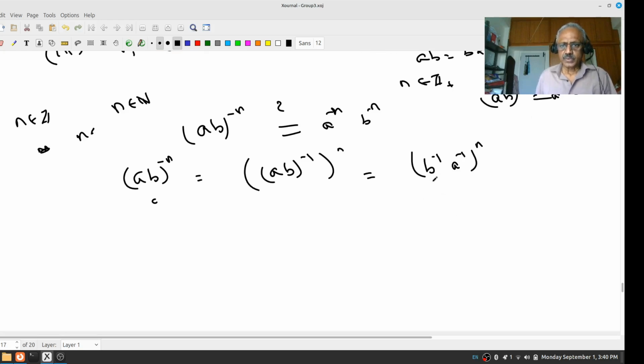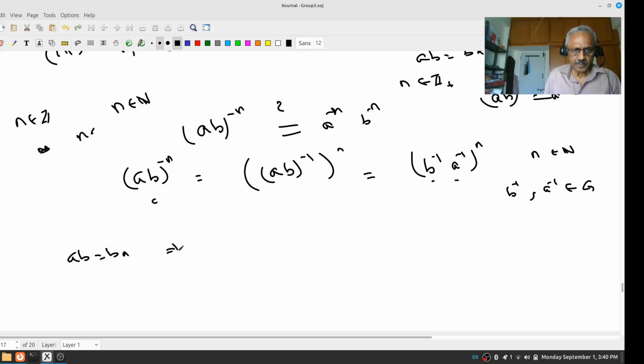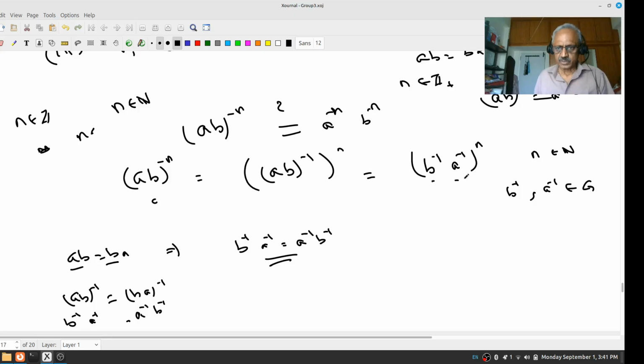Now these are two elements, n is a natural number, and b inverse and a inverse are elements of the monoid, and they commute. Remember, if ab equals ba, it implies b inverse a inverse equals a inverse b inverse, because since these two are equal, their inverses are equal. But this is b inverse a inverse and this is a inverse b inverse, so they commute. Is that clear?